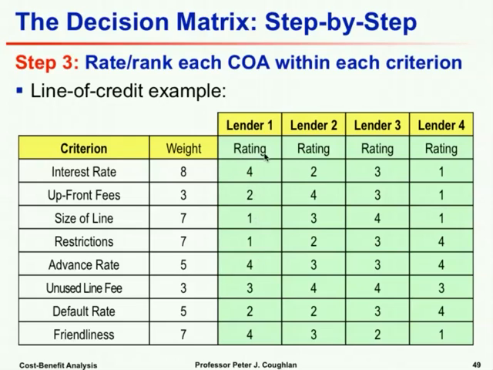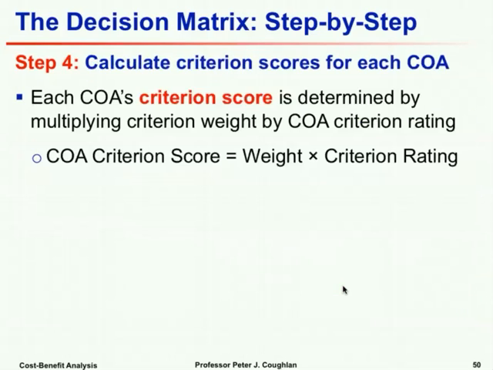As I mentioned before, I would be more comfortable if I saw ratings on a 5, 6, 7, 8, 9, or 10 point scale. Since you have 4 courses of action, it's easy to confuse: is this a rating or a ranking? I actually had to look at the numbers to figure it out. Because we have 2 2s and no 1, it's clearly a rating. Now, step 4 is to calculate the criterion scores for each course of action. Each course of action's criterion score is determined by multiplying its criterion weight by the course of action criterion rating.